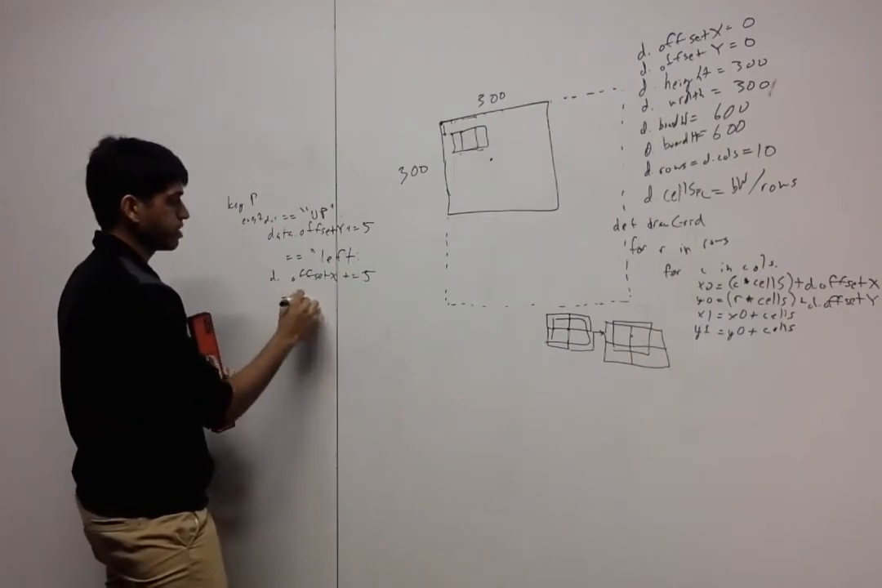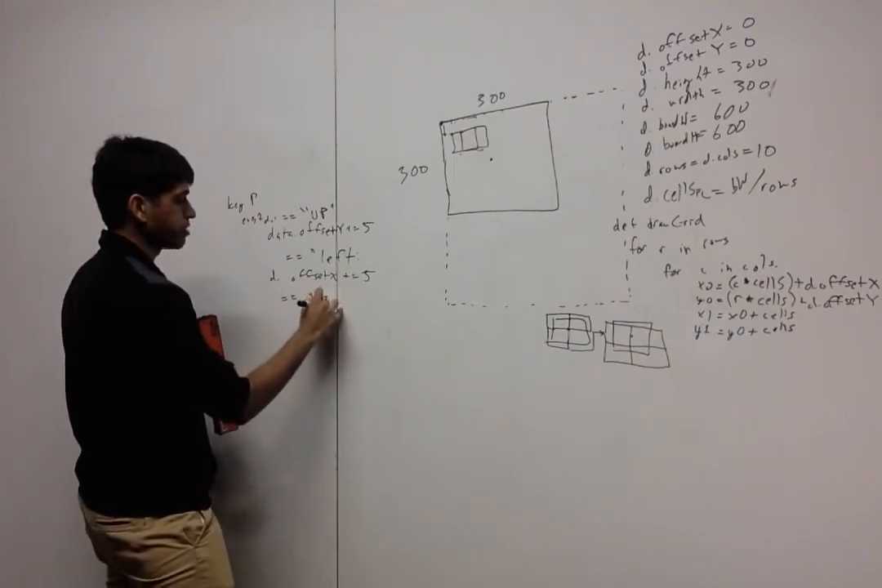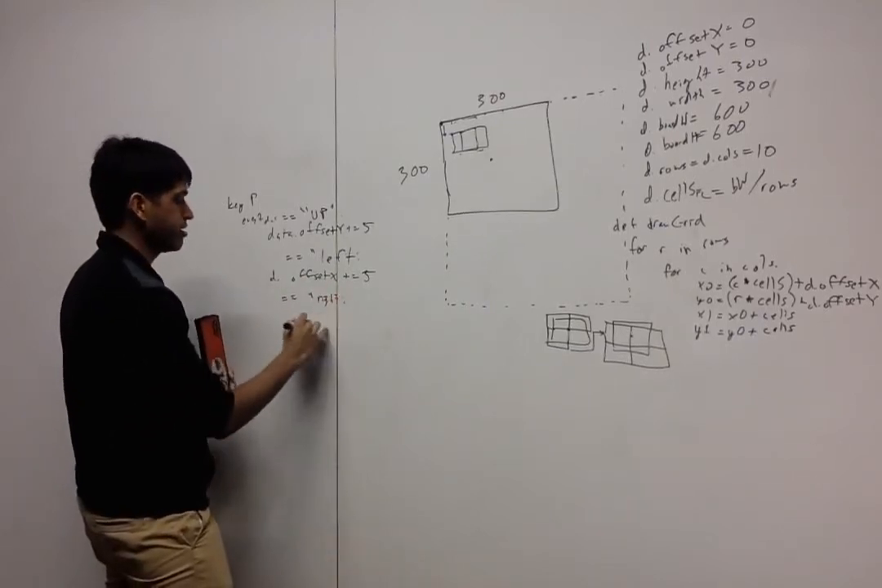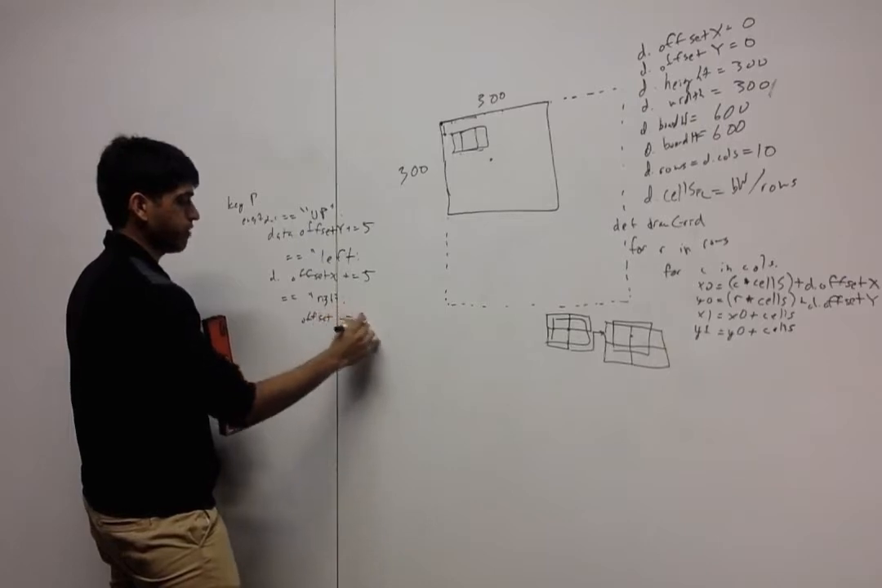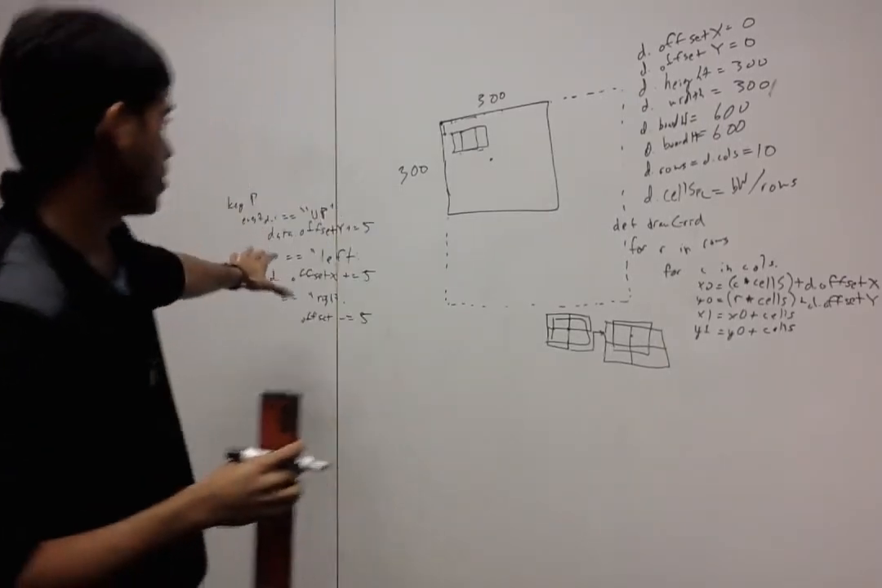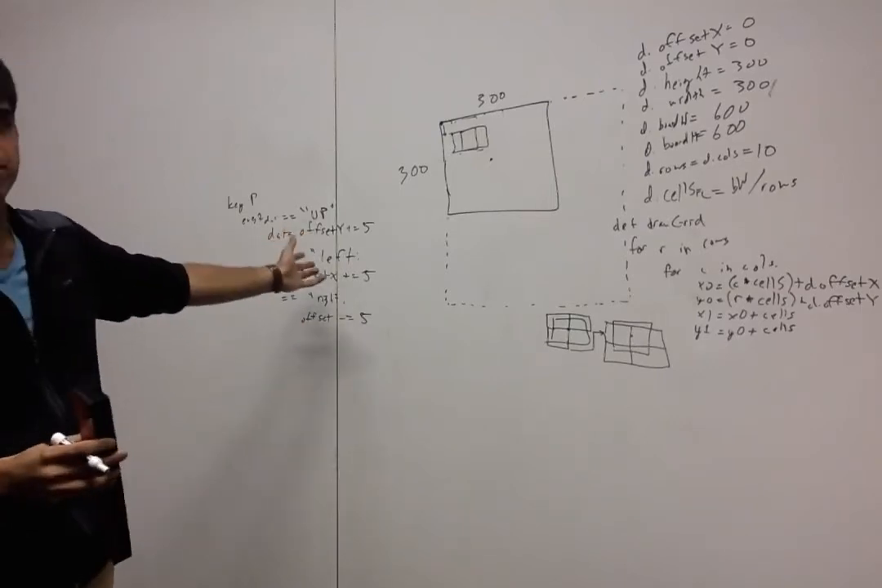And then alternatively, if I'm going in the right direction, then I need everything to shift back to the left. So I'm going to subtract 5 from my offset, minus equals 5. And so on and so forth. We can basically map out all the different directions, like down would just be the opposite of up.